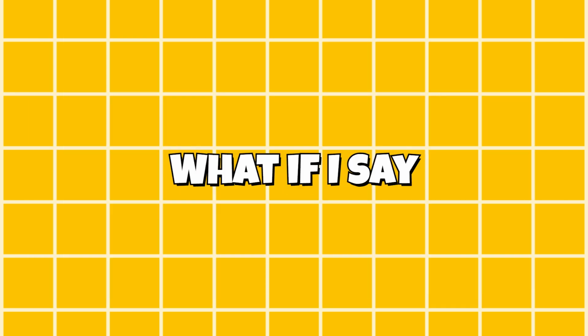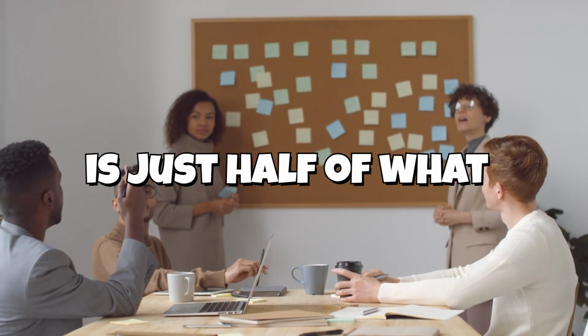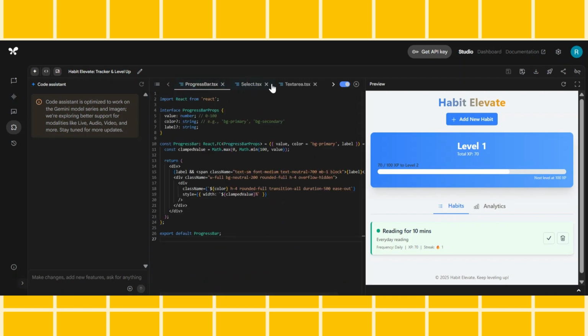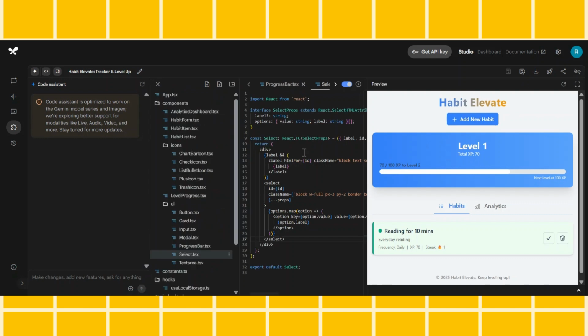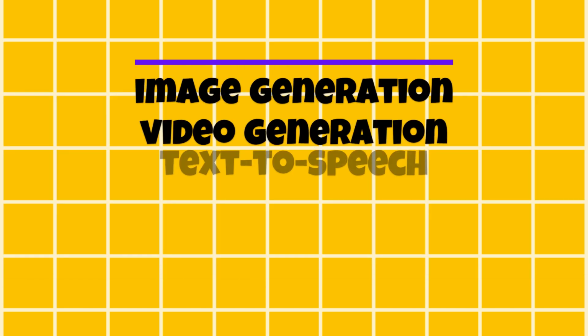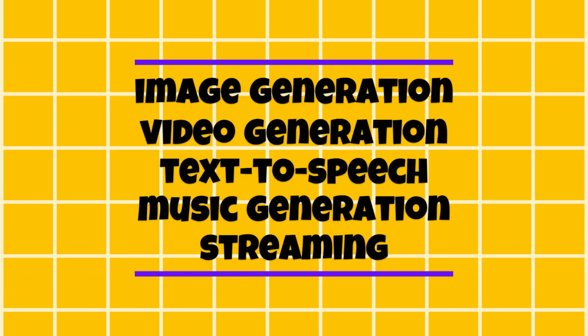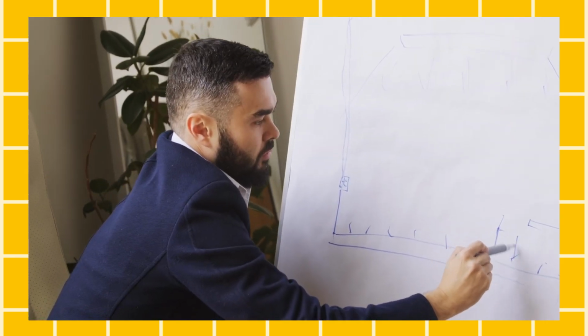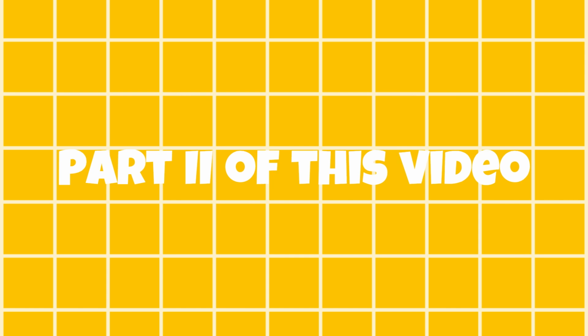But guys, what if I say that everything we've seen so far is just half of what Google AI Studio can do? Yes, you heard that right. Google AI Studio can do many other things like image generation, video generation, text-to-speech, music generation, and streaming. I plan to cover these topics in a separate video. That is, a part 2 of this video.